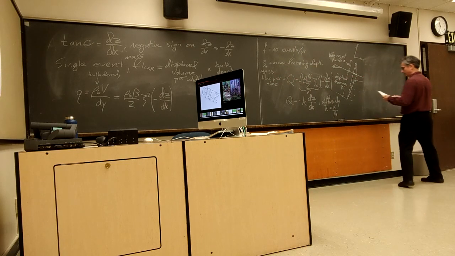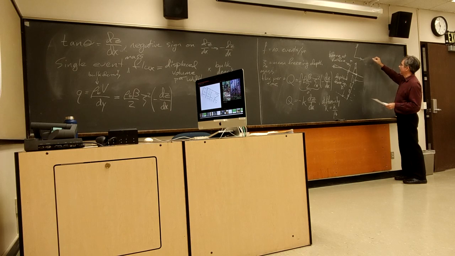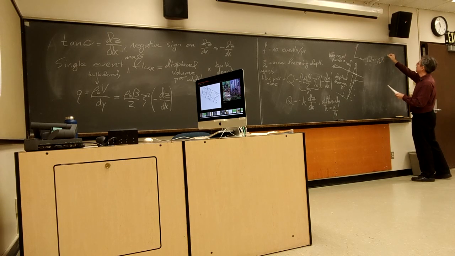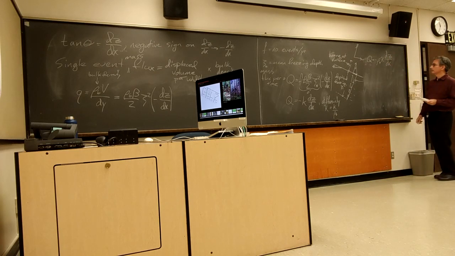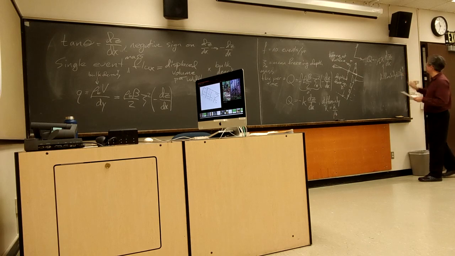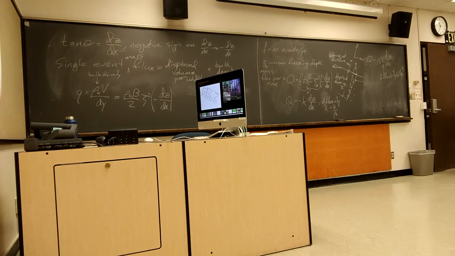So that means my mass flux per width is going to be minus rho b kappa dz dx. Or again, this is now my diffusivity. And it has units of length squared per time, as a good diffusivity should.